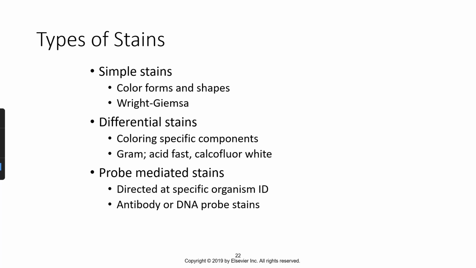So differential stains allow for staining organisms that are different, cells that are different, structures that are different, and you can see them visually by different colors. Probe-mediated stains are directed at specific organisms, and you can use antibodies that are labeled with particular stains or DNA probe stains.